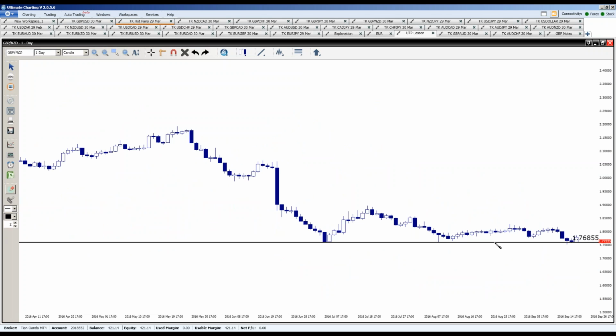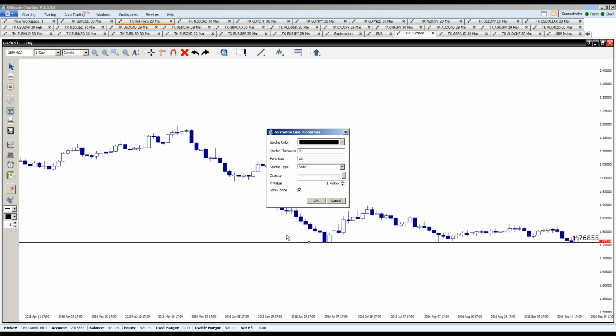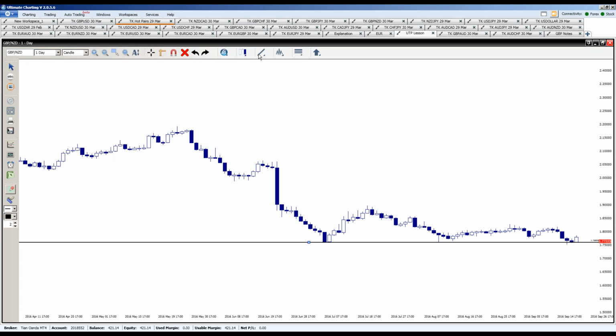To give you an example, we had one of those on the pound New Zealand dollar. There's the flat bottom. Support, support, support, and then we have lower highs, like that. And that is what we call a descending triangle or a descending pennant.